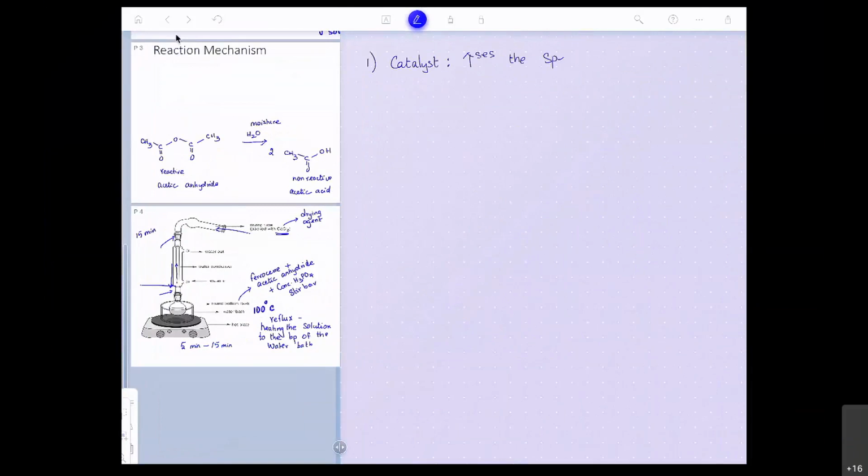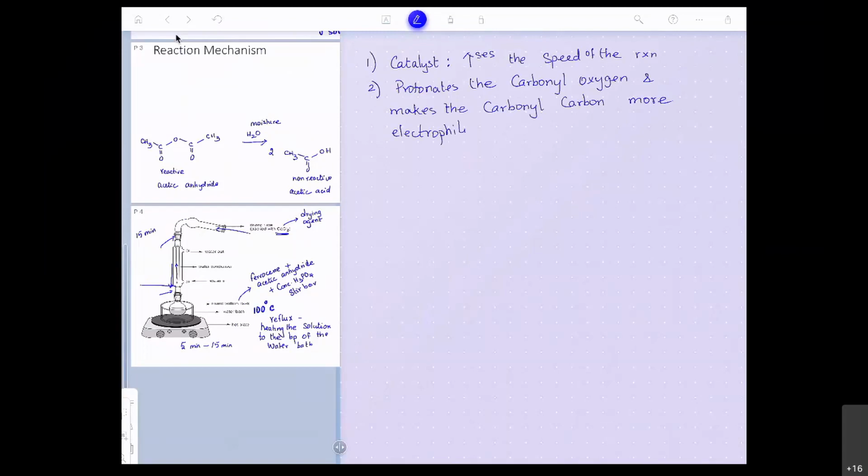Very superficial way to explain the reaction. Second, I'd say it protonates the carbonyl oxygen and makes the carbonyl carbon more electrophilic. I know in the pre-lab I first said nucleophilic. That is wrong. What I meant was electrophilic.